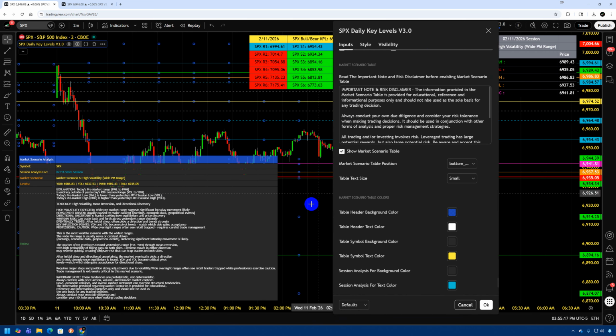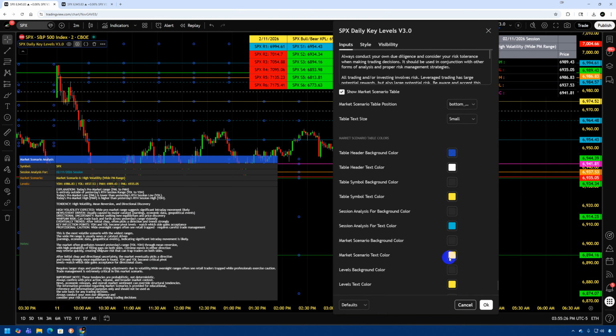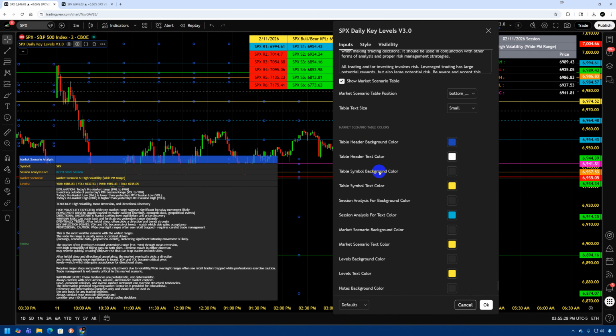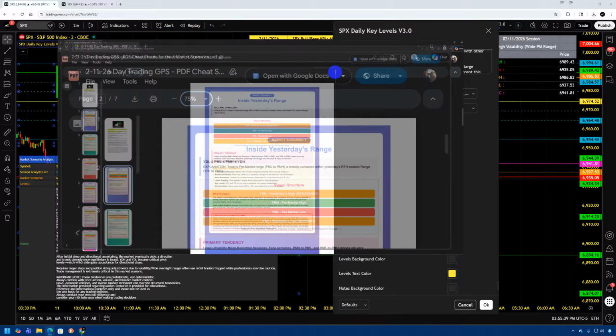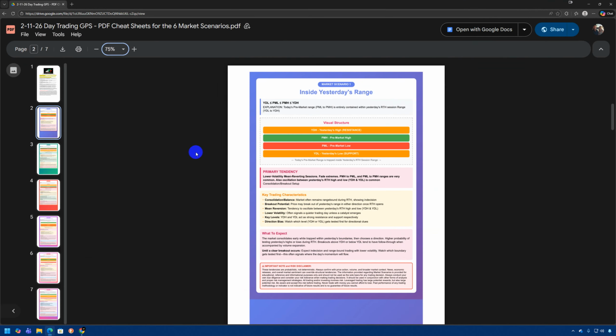Now this is what it shows like on the small, and you can make it larger. You can also change the colors, background color, text color, and the opacity of all those as well. Let's go back to the cheat sheets now.